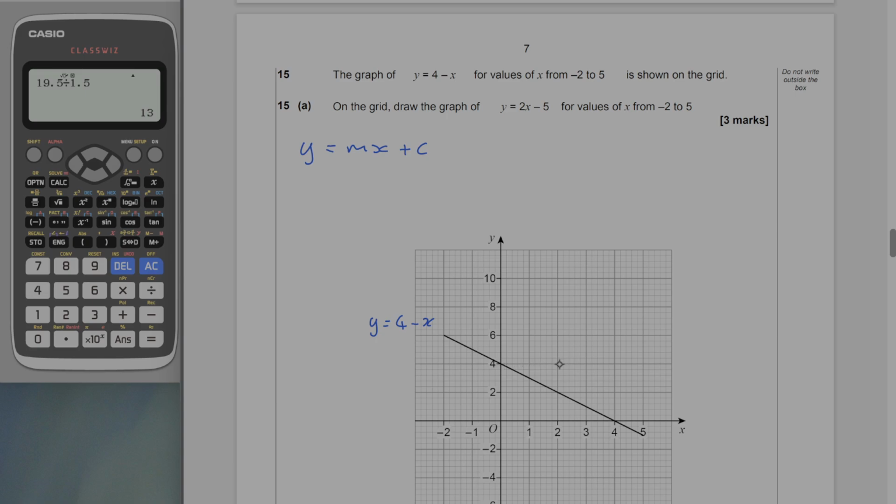Sorry, for every 2 down, it would go across 2. So that works fine. On the grid, draw the graph of y is equal to 2x minus 5. So if y is equal to 2x minus 5, I'm going to say that the gradient is equal to 2, and the intercept on the y-axis will be minus 5. So minus 5 would be that point there. And then for every 1 across, it will go up 2.